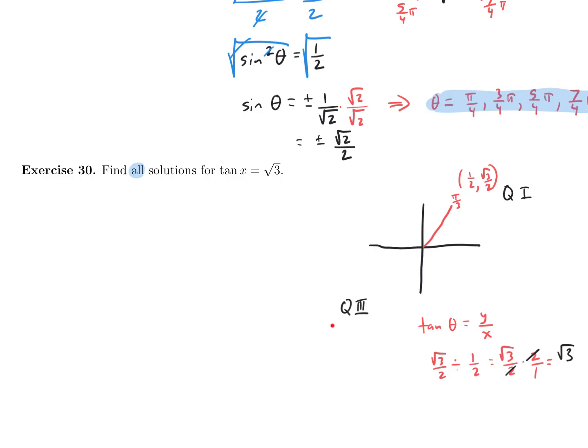The other angle, as we mentioned, is in quadrant 3 because a negative divided by a negative is also going to be a positive, and it's going to be directly across. And that angle turns out to be 4/3 pi. If you look at your unit circles, the coordinates are negative 1/2, negative radical 3 over 2. It's the same exact process, and because a negative divided by a negative is a positive, you're going to get the same value. So those are the 2 solutions.